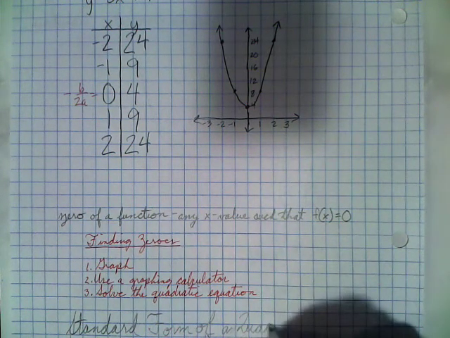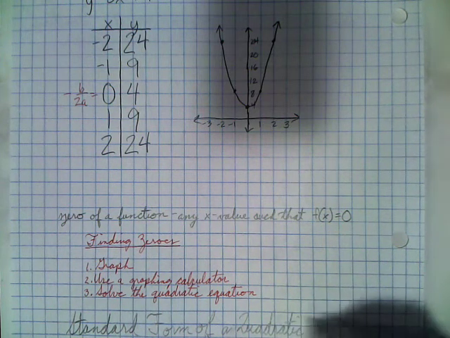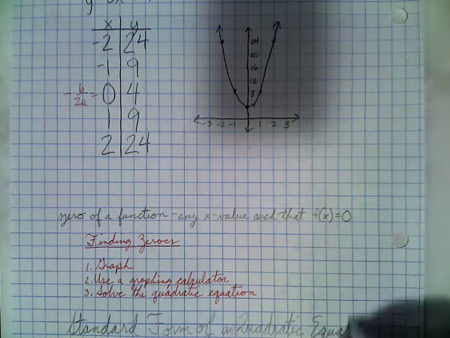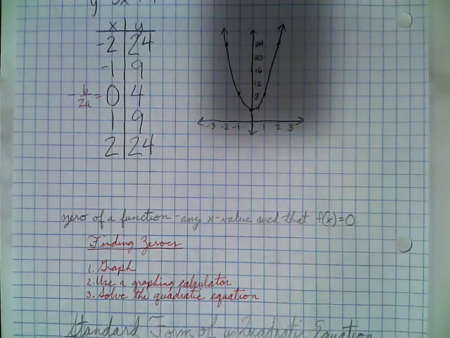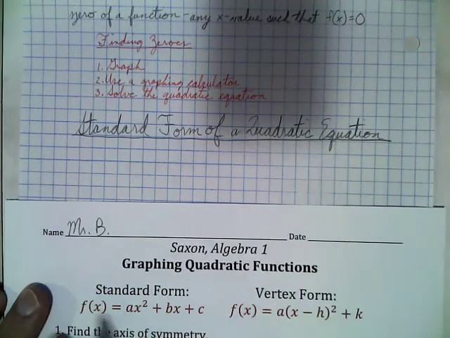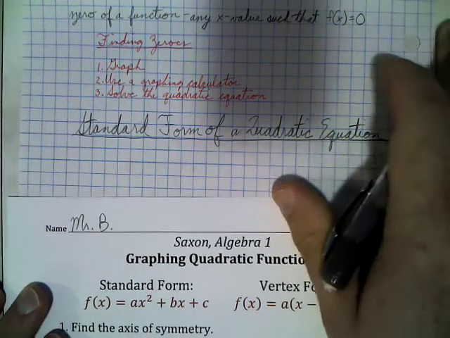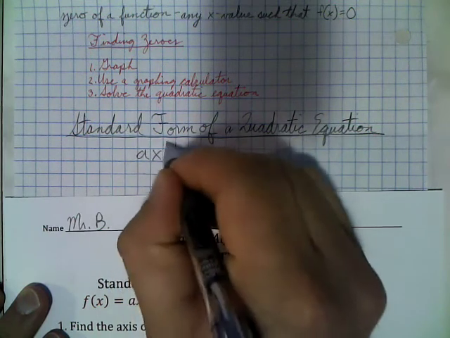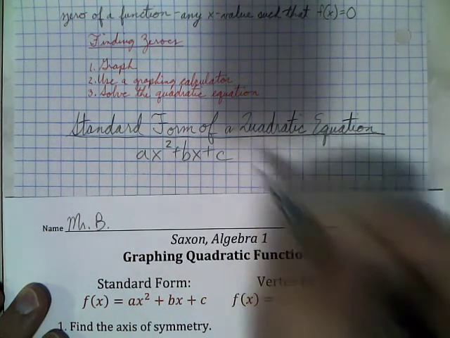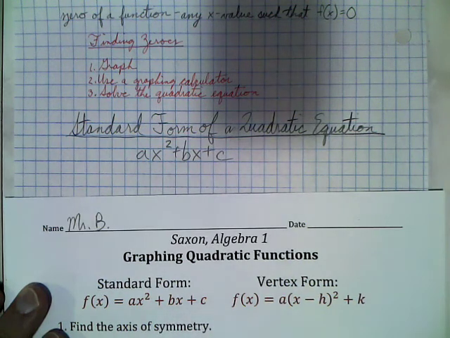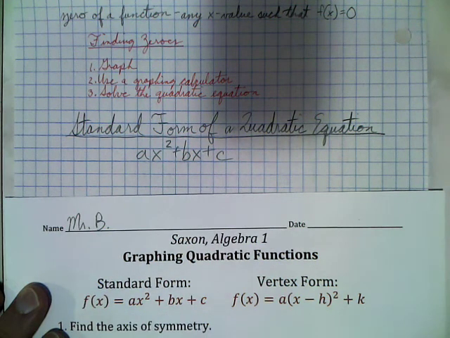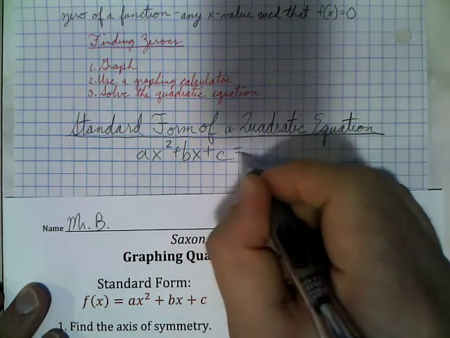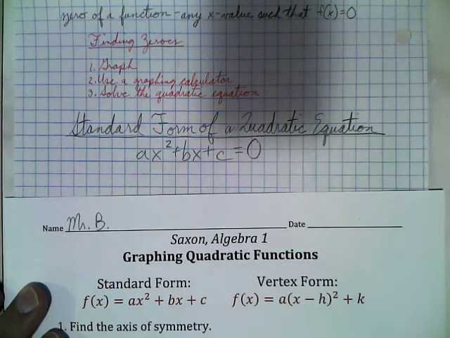Standard form of a quadratic equation. The standard form of a quadratic equation takes from the quadratic function. So if the quadratic function is ax squared plus bx plus c, then this is ax squared plus bx plus c. But the big difference here is the quadratic equation, instead of having 2 variables, because remember this is basically our y, actually only has 1 variable. It only has x, because it is always equal to 0 in its standard form.